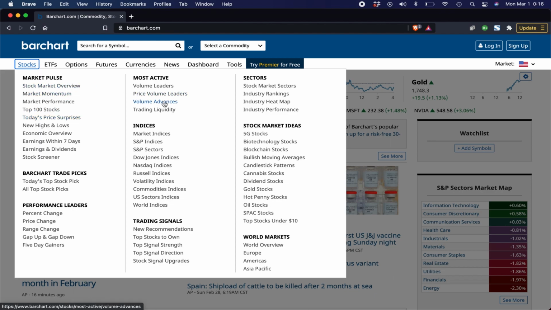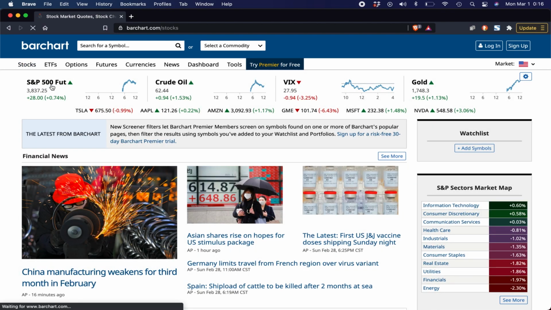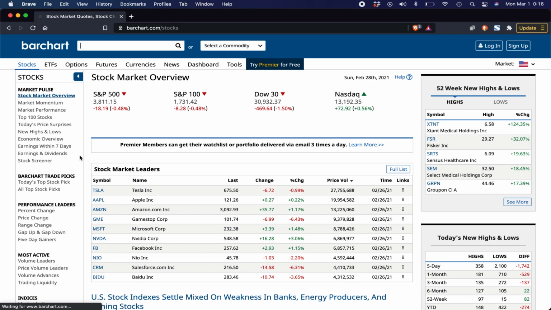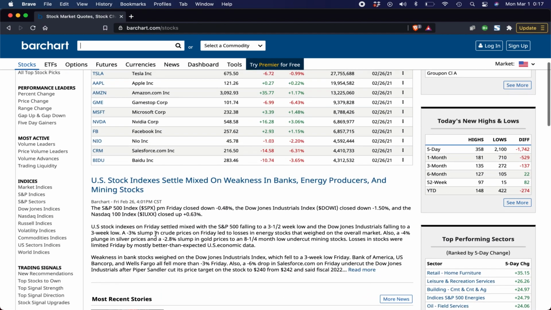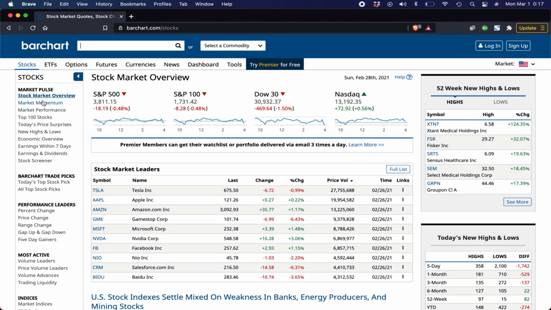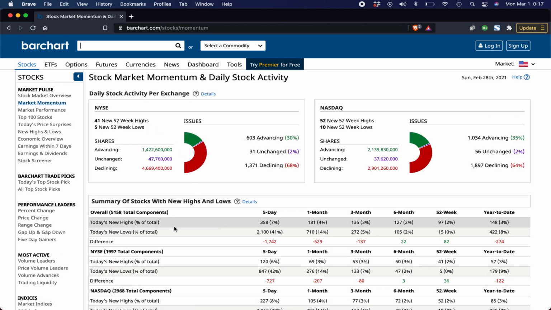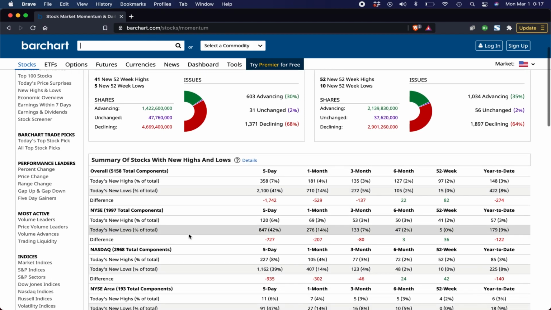Some of these are actually self-explanatory, right? So let's say stock market overview. I can see at the end of day Friday, February 26th, what were the stock market leaders. I can see Tesla, I can see Apple, I can see Amazon, things like that. Let's see market momentum. Once you click that, you can see a whole different summary here for stocks with new highs and lows.